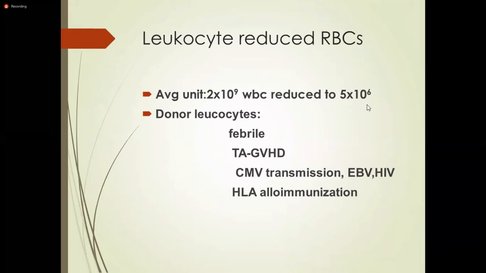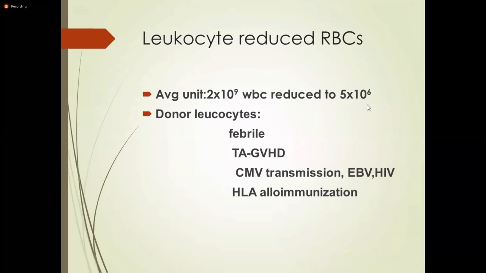Then the question may arise why we are not giving leukoreduced RBCs to every patient, because CMV and Epstein-Barr virus can be lethal to anyone. But this is not true. Basically most of our population is CMV seropositive. So CMV transmission becomes a really challenging matter for those who are immunosuppressed, like premature babies and bone marrow transplant recipients.